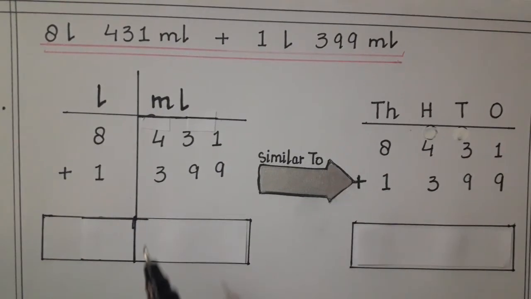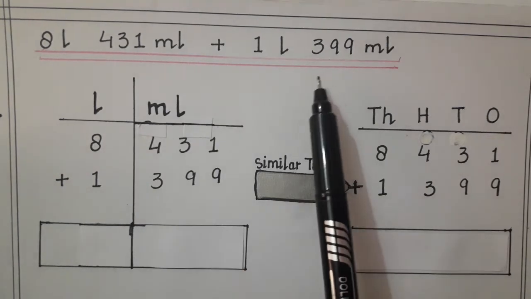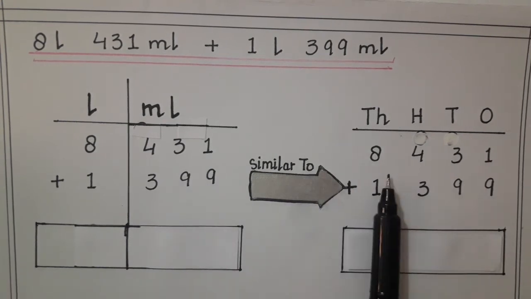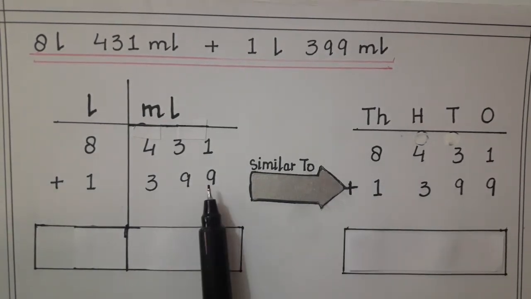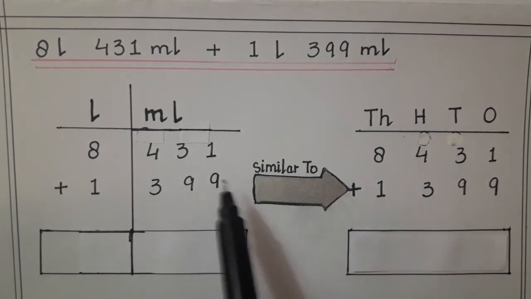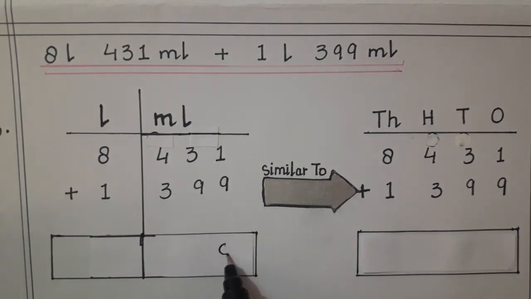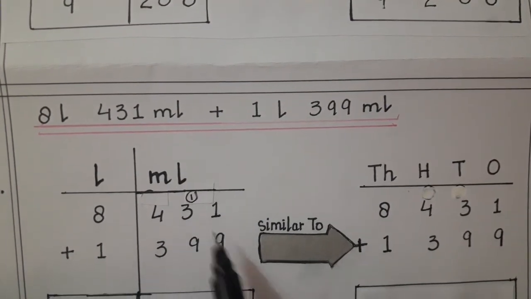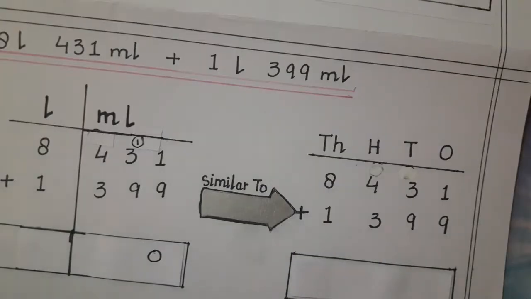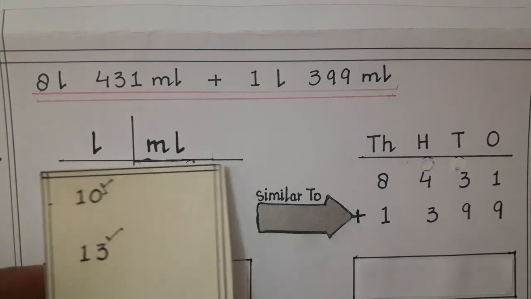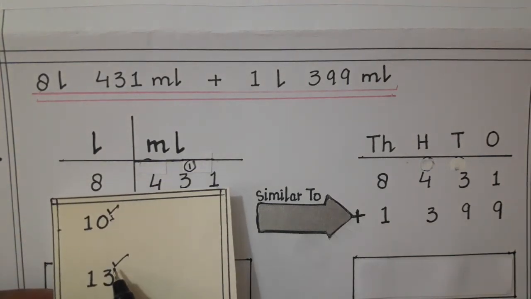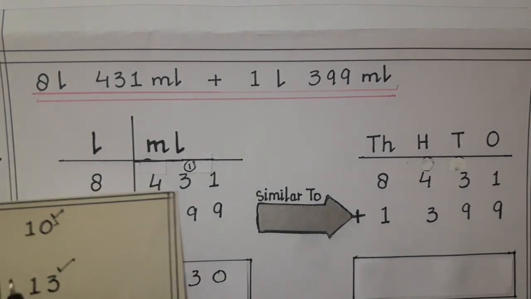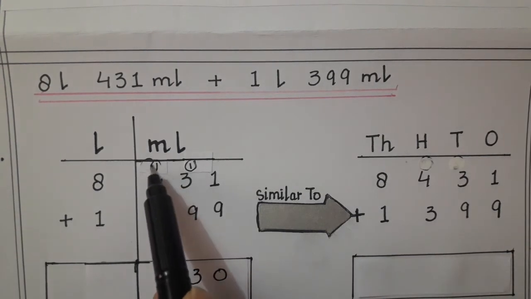Okay, now look at part B: 8 liter 431 milliliter plus 1 liter 399 milliliter. Again I arrange them in both ways, because in both ways we get the same answer. So 9 and 1, 10. Again we will choose the right digit 0 over here, and we will move 1 over here. So 9 and 3, 12, 12 and 1, 13. Again we will choose the right digit, 3, and 1 will move to the next number.